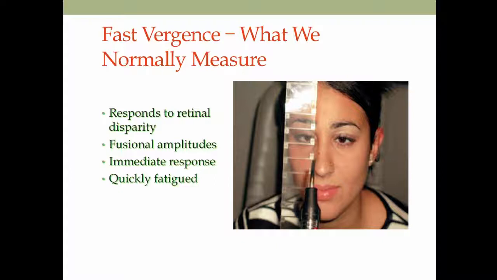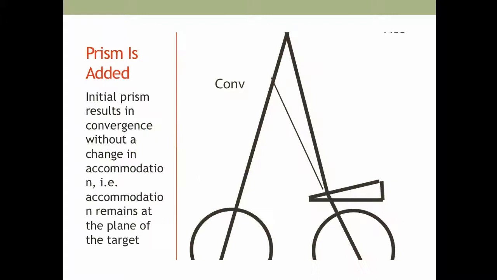It's an immediate response and it quickly fatigues. It's what we measure in our phoropter when we look at binocular findings. When we add prism to the eyes, the initial response of the eyes is to make a convergence movement without a change of accommodation. So vergence moves in from base out prism, and accommodation is readjusted to maintain itself at the plane of regard. So the two systems are at a different plane, convergence being closer and accommodation being further back.